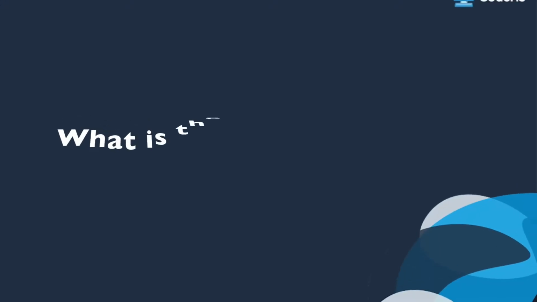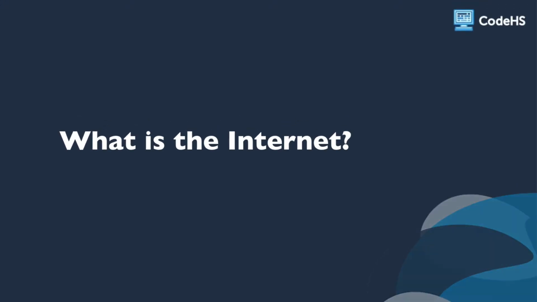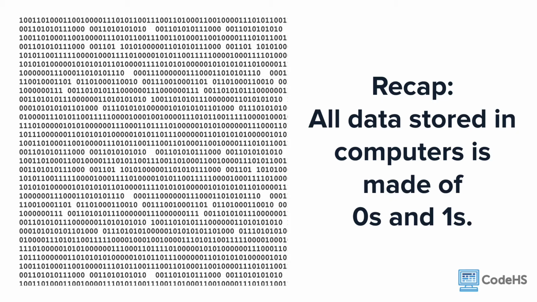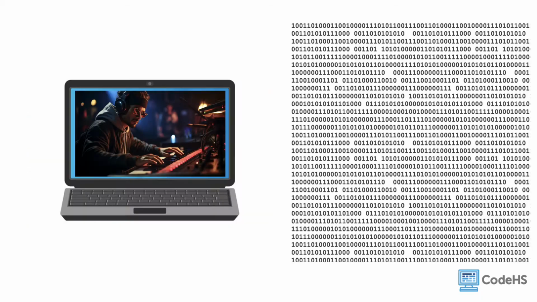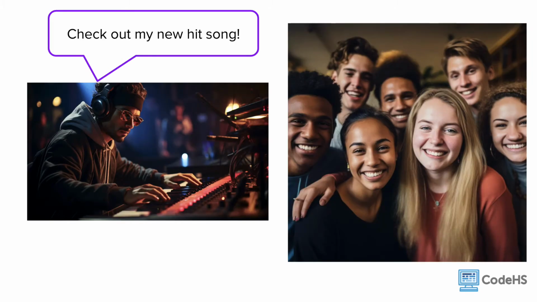Hi, in this video, we'll explore the question, what is the internet? To recap, all data stored in computers is made of zeros and ones. So let's say you record an awesome music video. This video is saved in your computer in tens of thousands of zeros and ones. You're really proud of your new hit song, and you want to share this awesome music video with your friends.